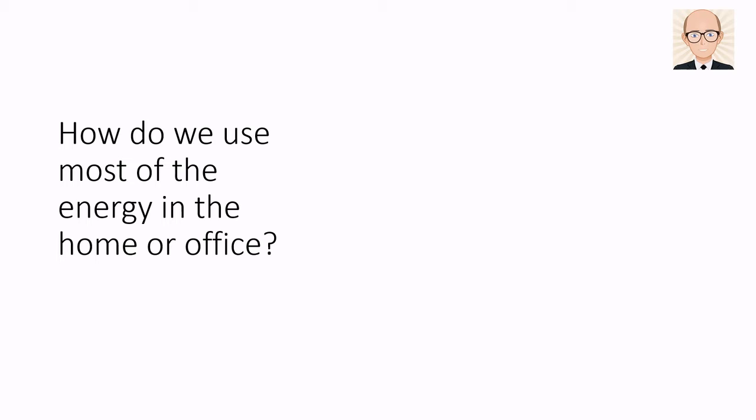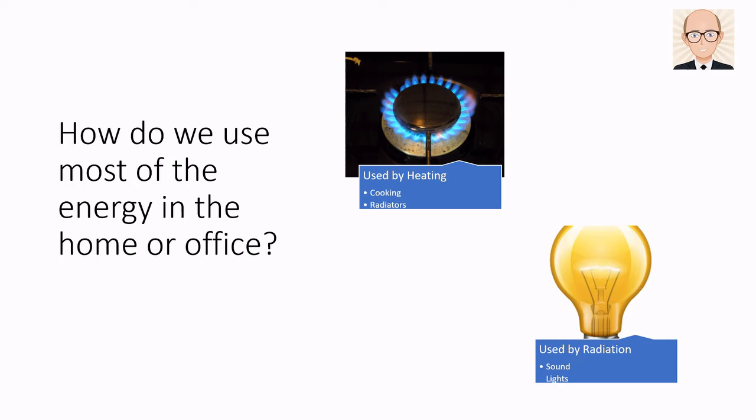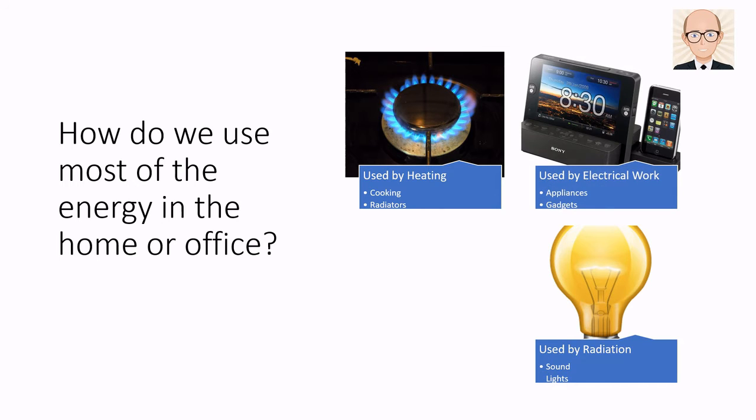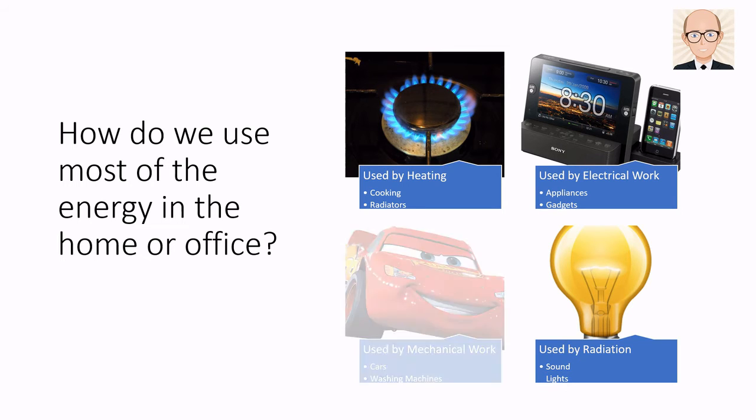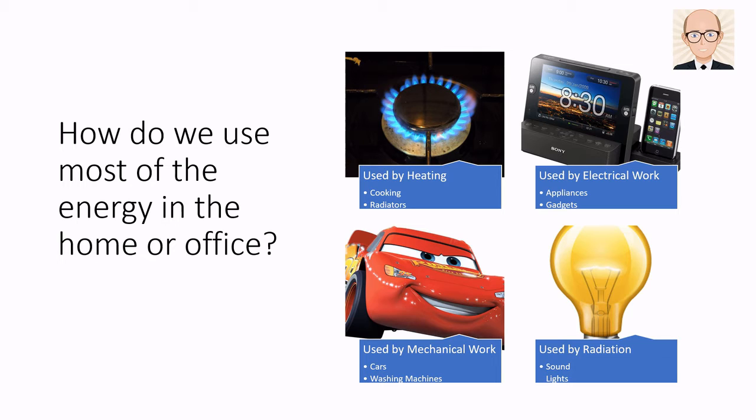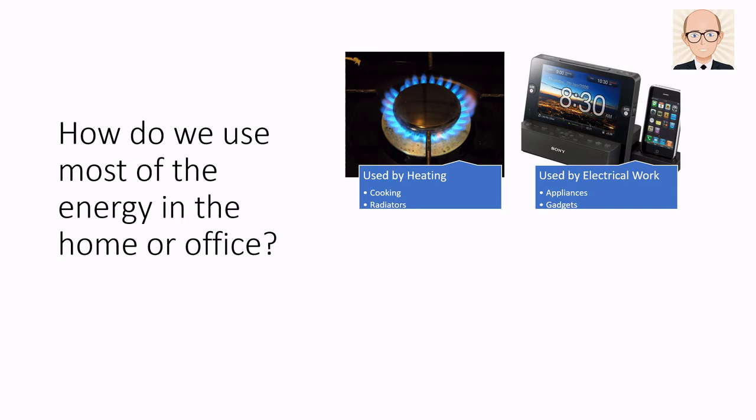We use each of the 4 transfer pathways in one way or another on a fairly regular basis. We transfer energy by heating whenever we cook our food or heat our homes. We transfer energy by radiation as we use any lights or listen to music. We transfer energy by electrical work whenever we use any of our modern electrical devices. And we transfer energy by mechanical work each time we use a force to make anything move. We tend to use the electrical and heating pathways most often, so I want to just focus on these for a second or two.